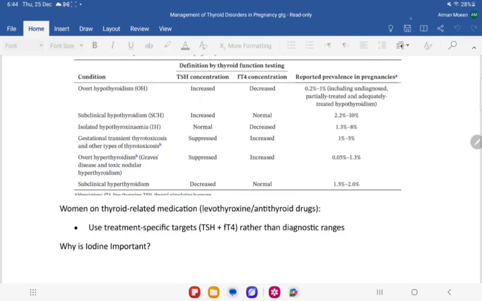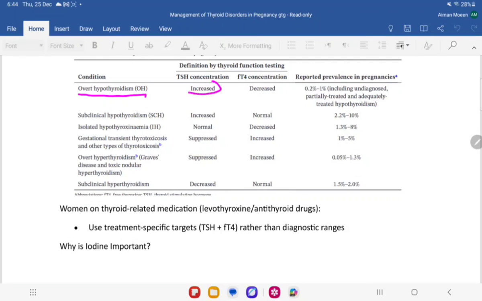Now I need your attention specifically for this part of the guideline. This is a very easy guideline, but you need to pay attention. Okay, so definition of the thyroid, definition by thyroid functioning test. Overt hypothyroidism. Overt means that it is already evident.